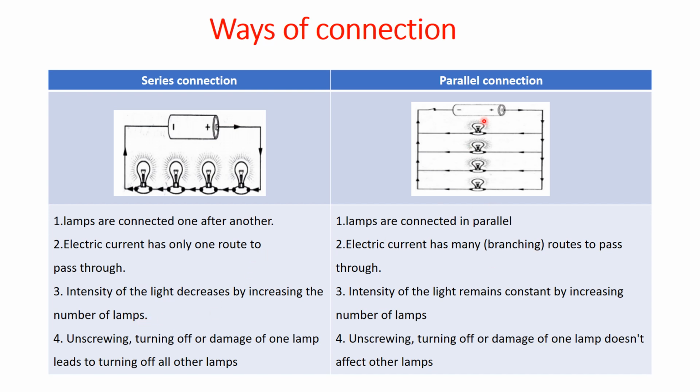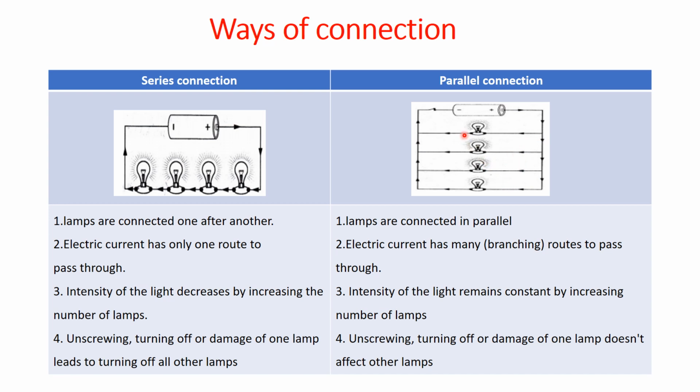So number 2, Mr., parallel connection. Parallel connection: lamps are connected in parallel and the electric current has many routes to pass through. Look at this picture. The electric current may pass through the first route, or the second, or the third, or the fourth. So the electric current has many routes to pass through.